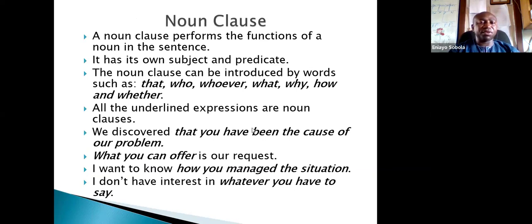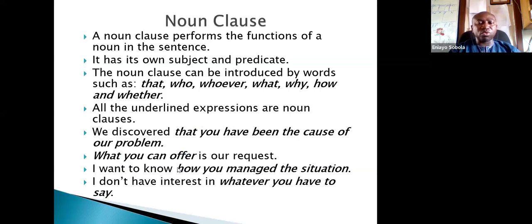For example, we discovered that you are the cause of our problem. This expression begins with the pointer word, the signpost, that, which is actually what was discovered. What we can offer is our request, introduced by what. And in that place, that clause functions as the subject of the sentence.